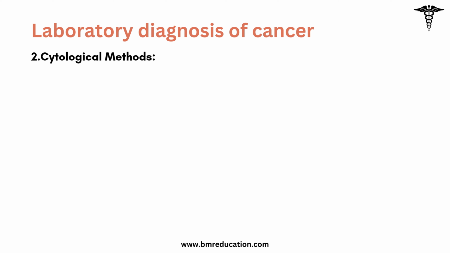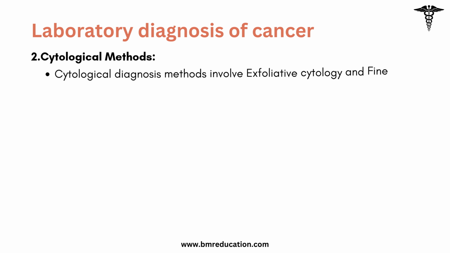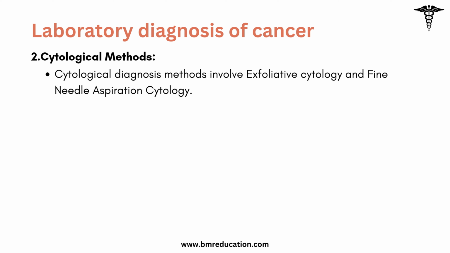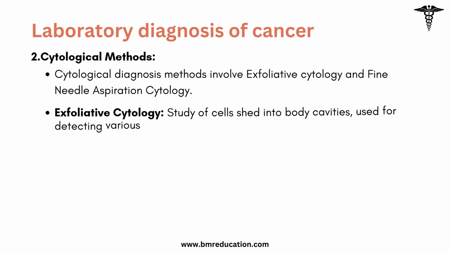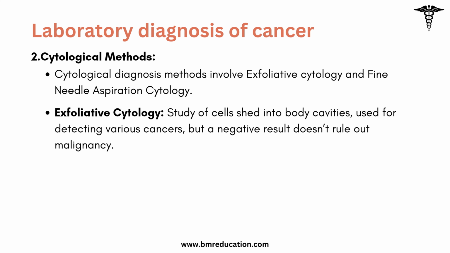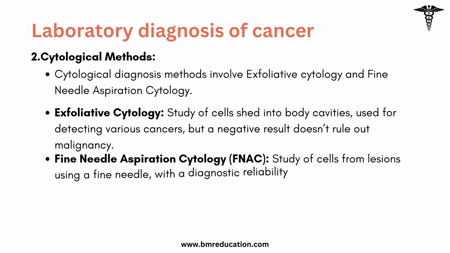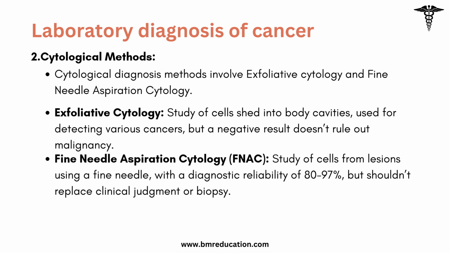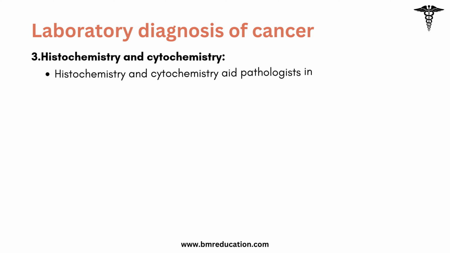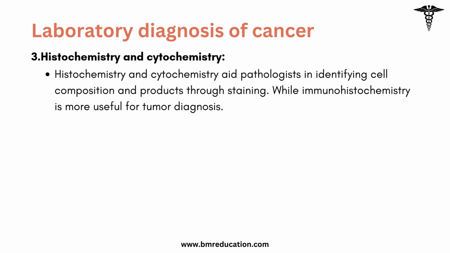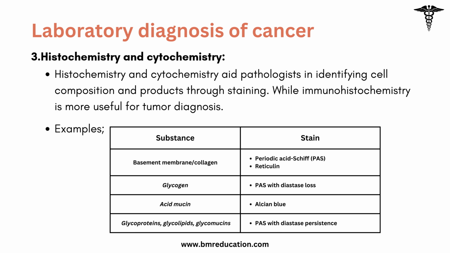The next method is the cytological method. It involves exfoliative cytology and fine needle aspiration cytology. Exfoliative cytology examines cells shed from body cavities, while fine needle aspiration cytology uses a fine needle to obtain cells from lesions. FNAC, while highly reliable, should not replace clinical judgment or indicated histopathologic biopsies. Histochemistry and cytochemistry aid pathologists in identifying cell composition and products through staining, while immunohistochemistry is more useful for tumor diagnosis, and some common examples are given in the table.